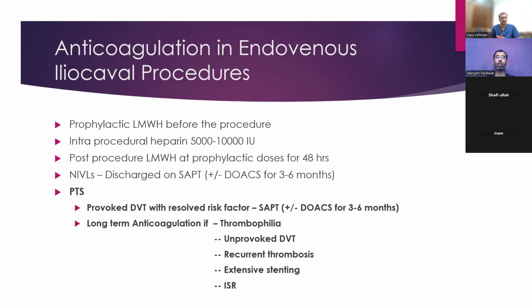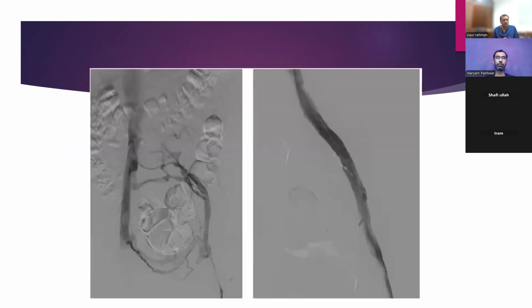Anticoagulation: routine anticoagulation with ACT of around 250 during the procedure, post-procedure low molecular weight heparin during hospitalization, and post-hospitalization DOACs. In patients with PTS, if there is a provoked DVT and resolved risk factors, then SAPT after 3 to 6 months and anticoagulation for 6 months. Long-term anticoagulation if there is an unprovoked DVT, thrombophilia, recurrent thrombosis, or extensive stenting, or there is an issue in the stent, like in-stent restenosis.